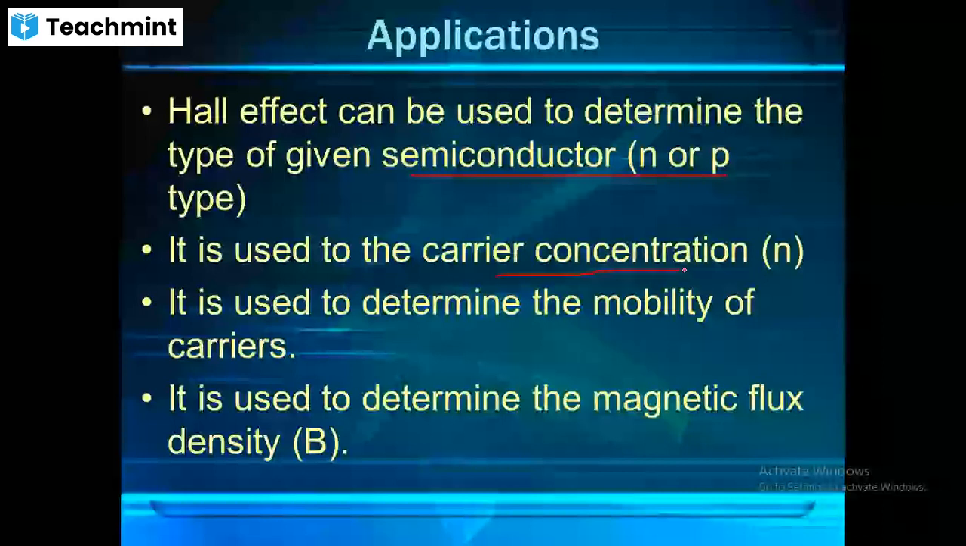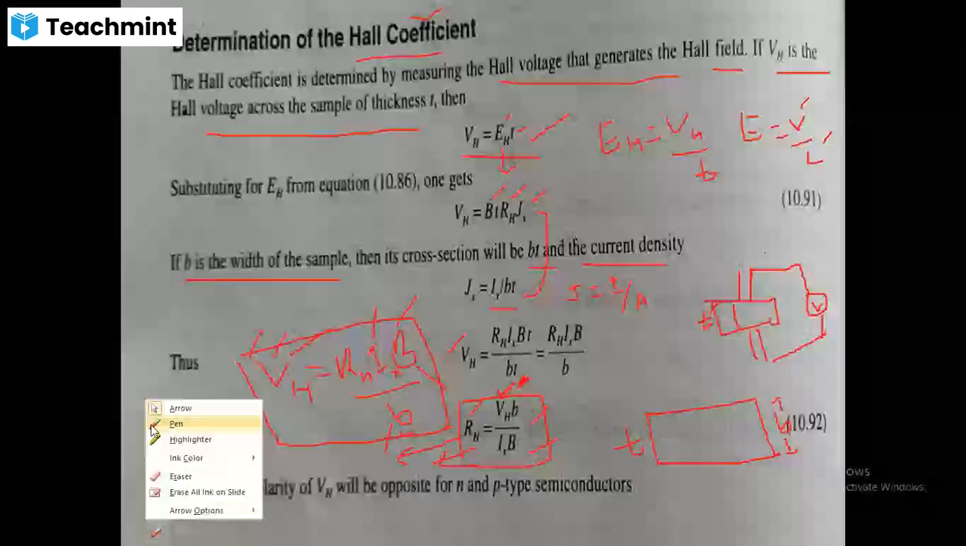It is used to calculate the carrier concentration N. Now, how to calculate the carrier concentration N? As you can see from this equation here, by using this equation, we can calculate RH, right? Why? Because we know the voltage developed, which can be measured using a voltmeter. b, the width of the conductor, can be measured. I, the current flowing in the conductor, is known to us. B, the applied magnetic field, is known to us. By knowing all these parameters, you calculate RH, right?